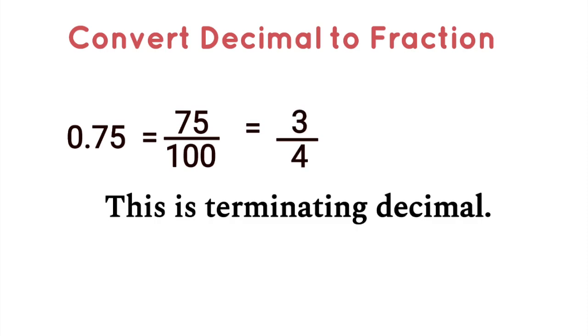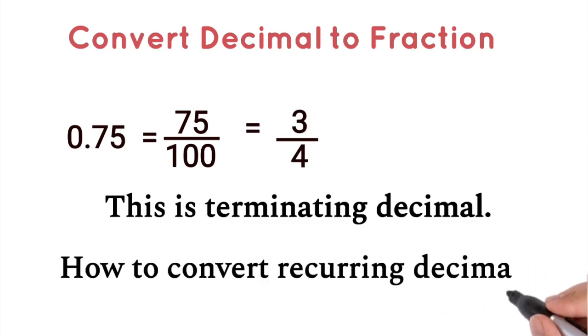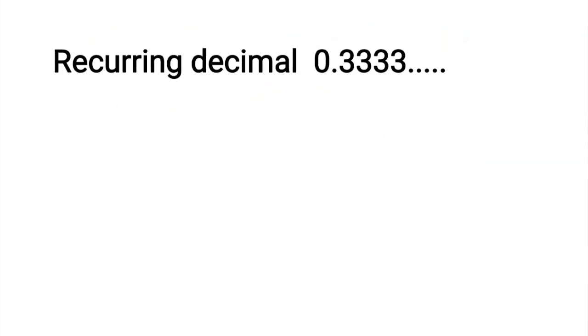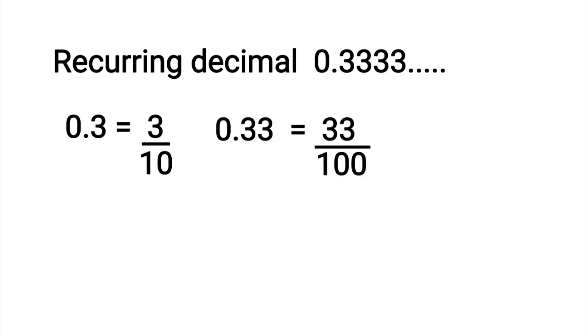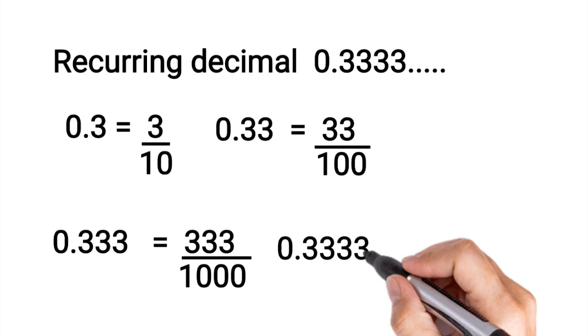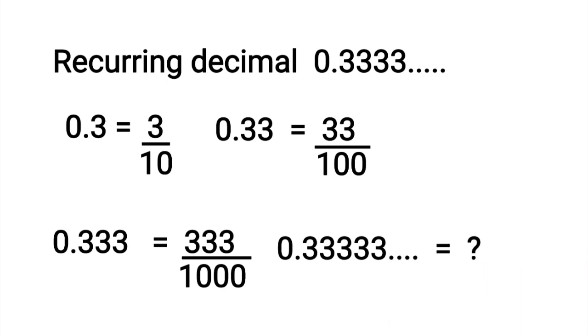So these are simple, but a more interesting question is how to convert a recurring decimal number to a fraction. For example, 0.3333 recurring. Now we know that 0.3 is 3 by 10, 0.33 is 33 by 100, and 0.333 is 333 by 1,000. But we are looking for 0.333 recurring. So let me show you the technique to convert a recurring decimal number to a fraction.